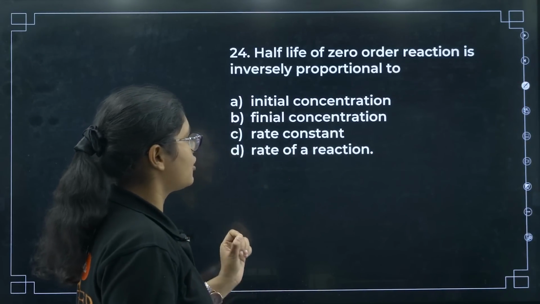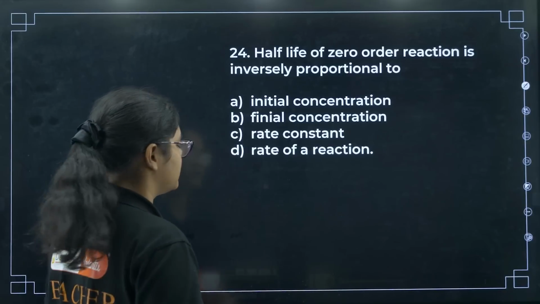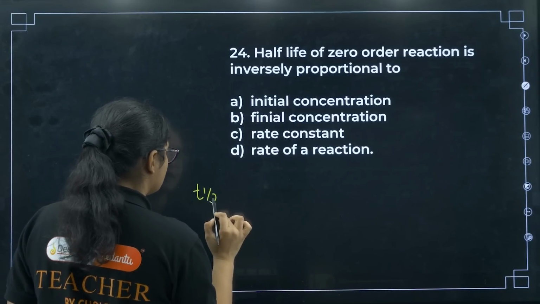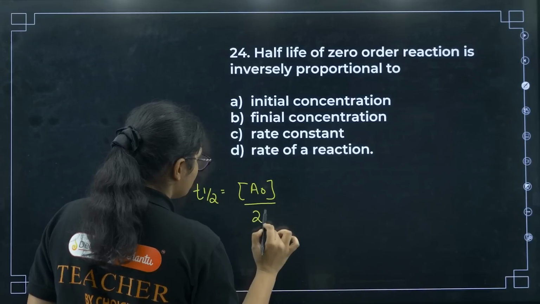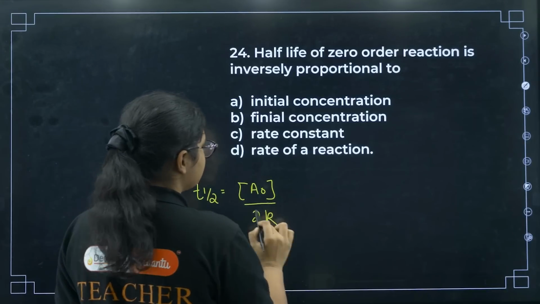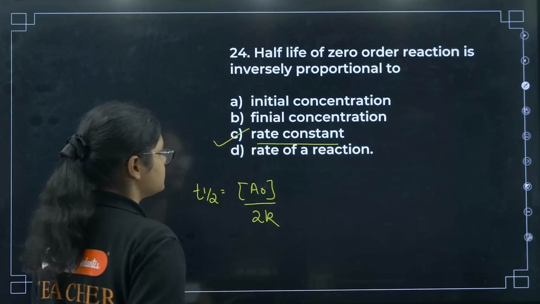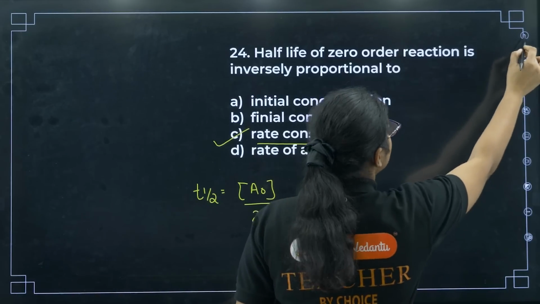Half life of a 0th order reaction is inversely proportional to... if you have this formula, t half is equal to A0 by 2k, right? So it is inversely proportional to the rate constant. That is why option C.